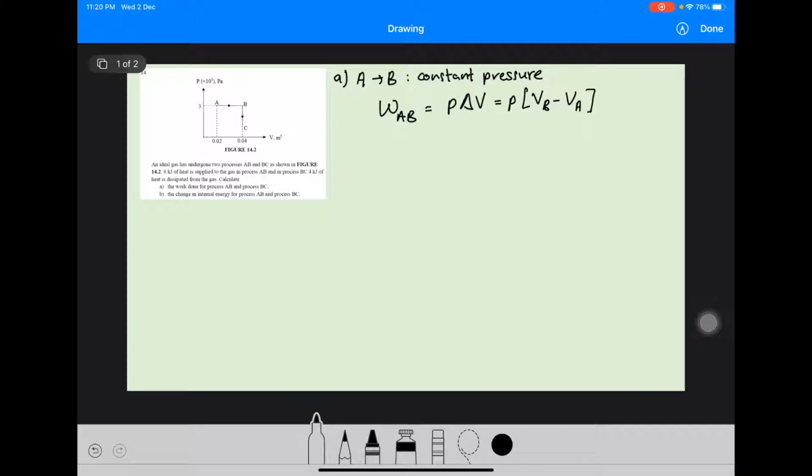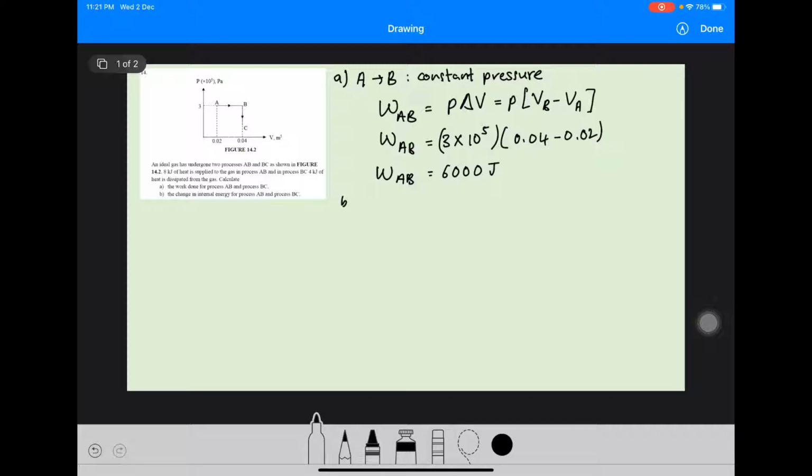So I can substitute the numbers now. The pressure is 3, don't forget the prefix over there, multiplied with VB minus VA, which is 0.04 minus 0.02. If you press your calculator, you should get 6,000 joule. If let's say you get a negative value over here, just leave the negative value as it is.